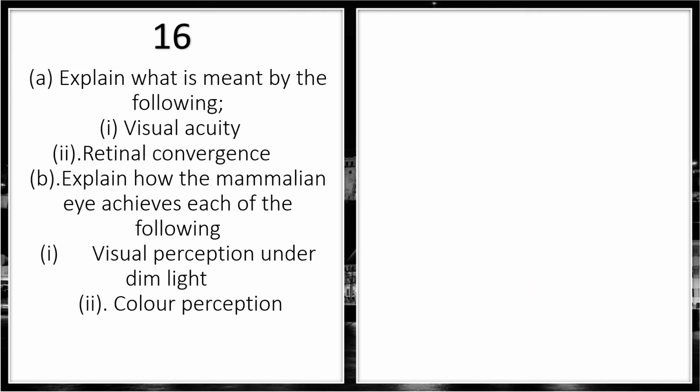(16) Explain what is meant by the following. Number 1. Visual acuity. Number 2. Retinal convergence. Part B. Explain how the mammalian eye achieves each of the following. Number 1. Visual perception under dim light. Number 2. Color perception.